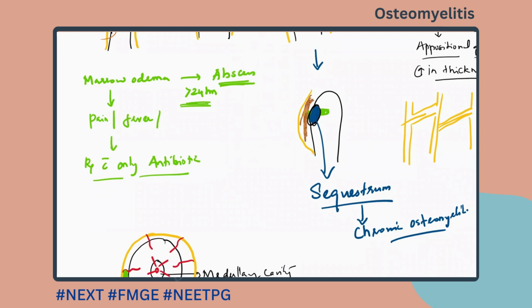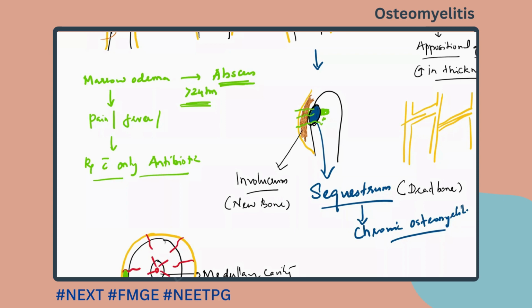The new bone which is formed on the outer side of the dead bone is called the involucrum. What is this called? This is called the involucrum. So the sequestrum is dead bone, whereas the involucrum is new bone. If the infection is not properly treated at this time, the abscess will pass through the involucrum and come out again.